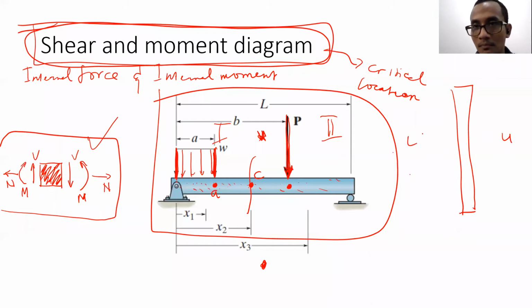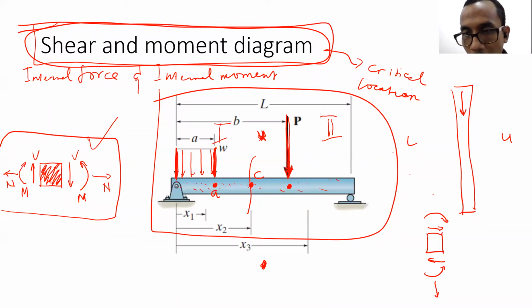Because of that, our x will be like this. This is the x direction going down. If you assume like this, it will be like this. V going like that, positive. Moment smiley face is like this. And normal force like that.